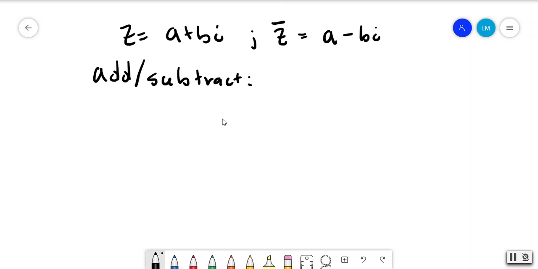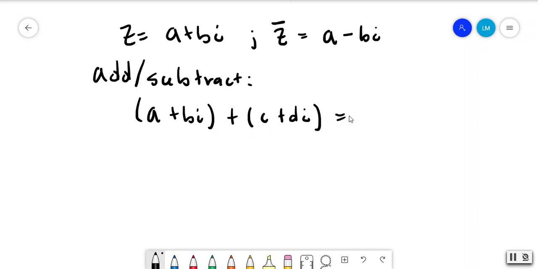If you take a complex number like a plus b i and add it to c plus d i, the reals combine and the imaginary parts combine. A complex number added to a complex number is a complex number. That shouldn't be a surprise, which means it's the same for subtraction.